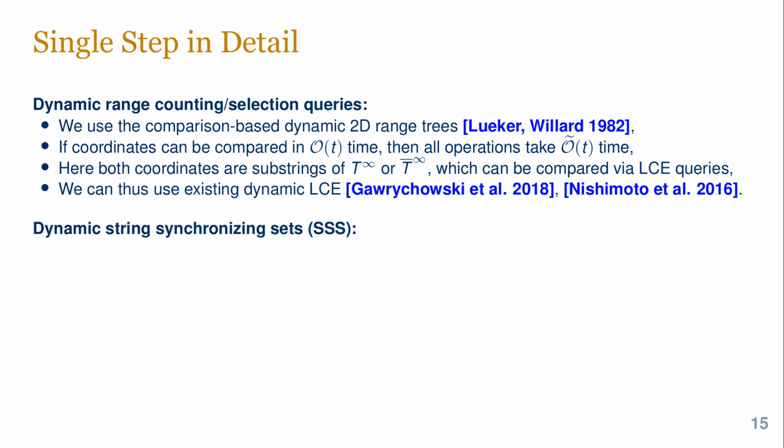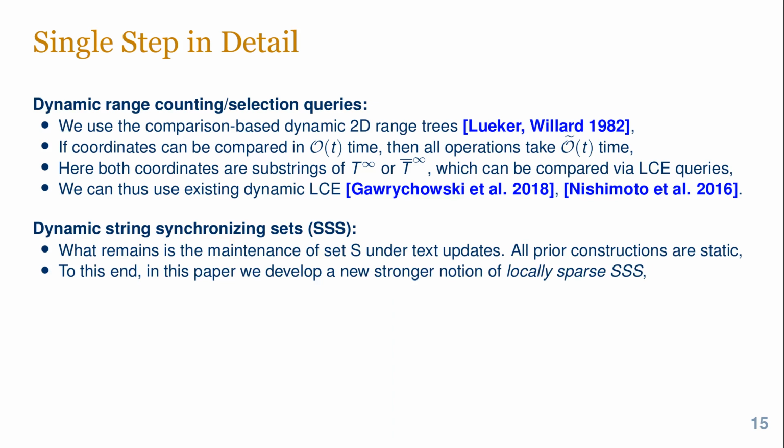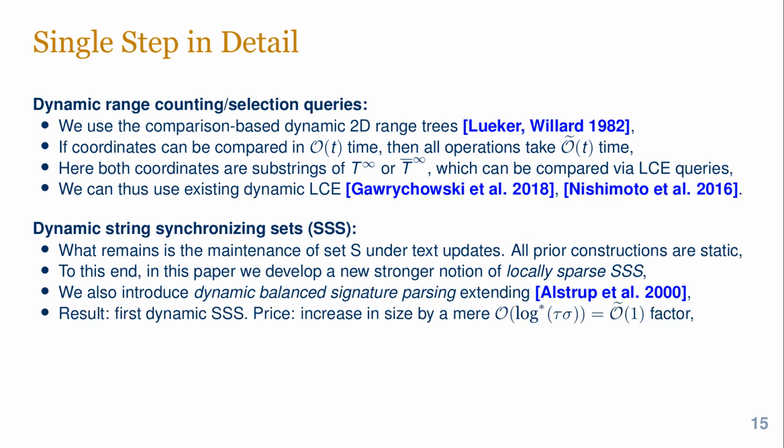The second problem is that of efficient construction and maintenance of dynamic string synchronizing sets. This is a very challenging problem, and hence we only mention our key technique. All prior applications of string synchronizing sets are static. As announced earlier, to enable text updates, we developed a new variant of synchronizing sets with the extra local sparsity property. To achieve that, we developed a technique we called dynamic balanced signature parsing, extending the signature parsing of Alstrup et al. This results in the first efficient algorithm for maintenance of dynamic string synchronizing sets.